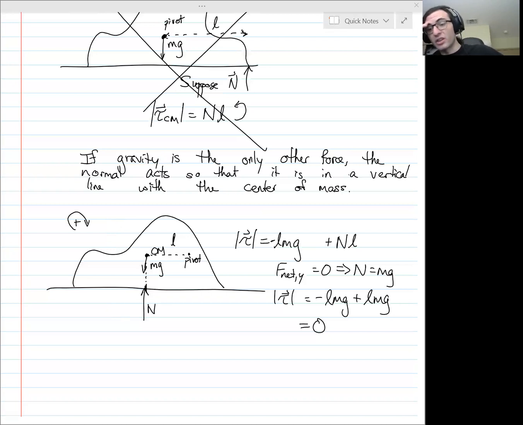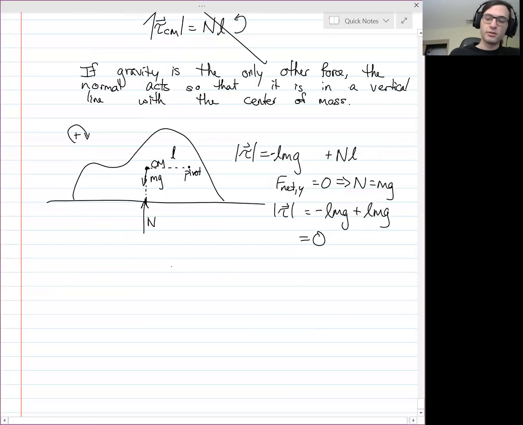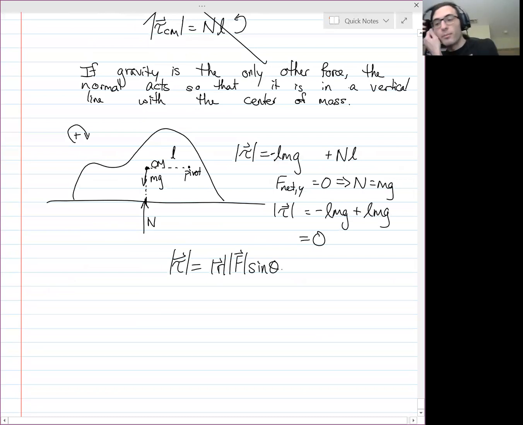Is it just given that torque equals negative length times mass and gravity? Torque is, the magnitude of torque is the magnitude of r times the magnitude of F times the sine of the angle between them. So in this case, the sine of the angle was 90 degrees. And in this case, even though the angle wasn't 90 degrees, the angle was, this thing.